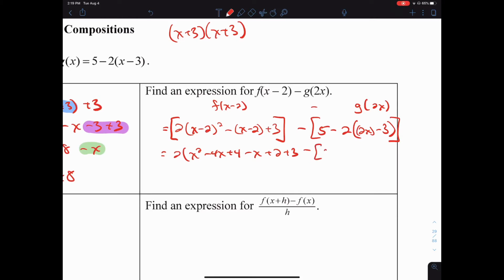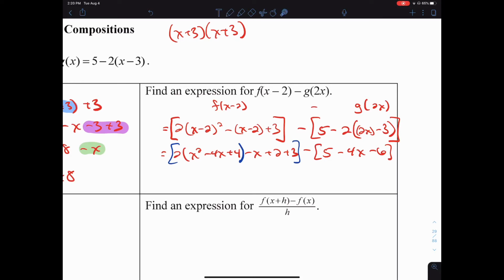minus brackets. If I distribute the 2, I'm going to get minus 4x minus 6. And I'm going to also, I didn't close my parentheses over here, I'm going to put this in blue. This x minus 2 times x minus 2 gets doubled because of this 2 out here, so I need to have parentheses to do that. I'm going to also leave this in brackets for now.